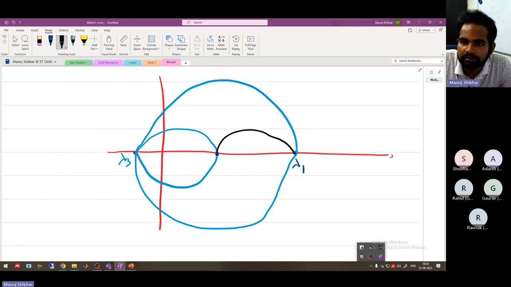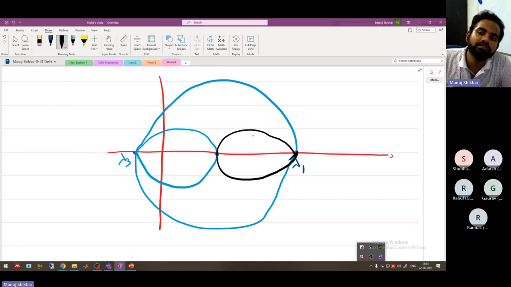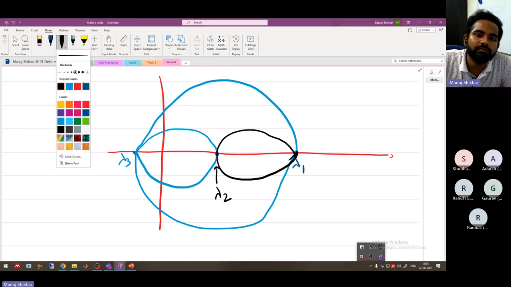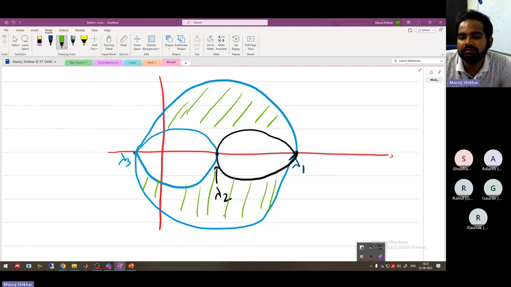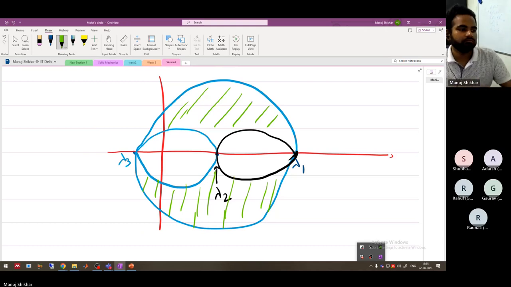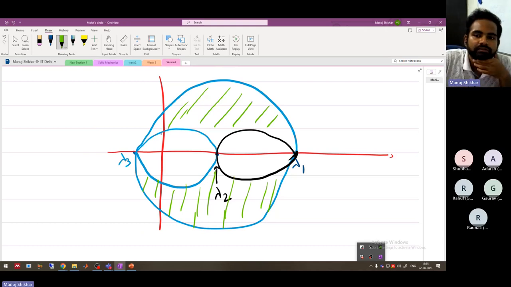And suppose we were considering E3 to be aligned towards normal, so this will be our Mohr circle, right? So here the point is lambda 2. If you follow some of the books, you will be able to find that this shaded region is the region which is Mohr's stress plane.